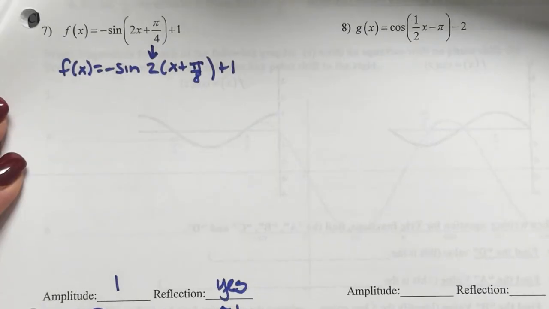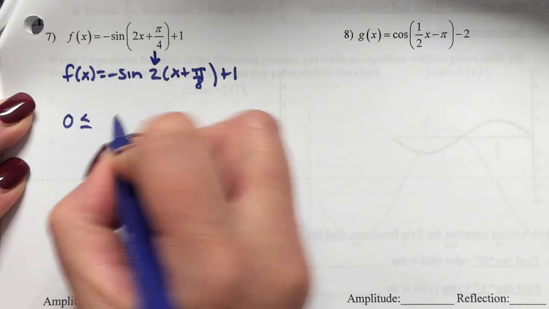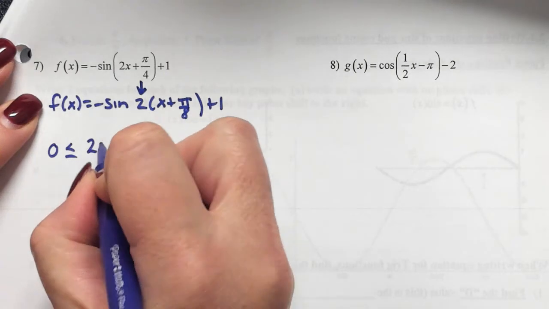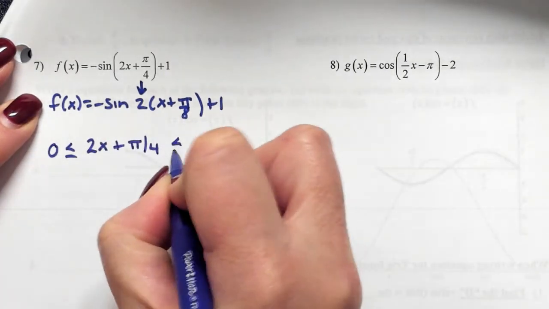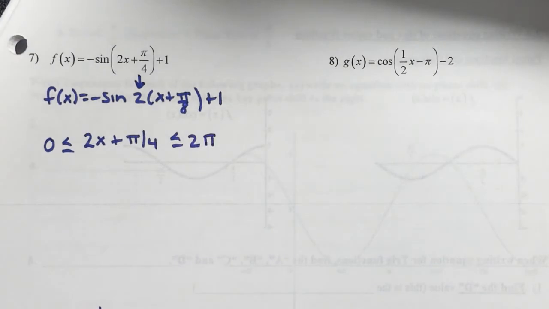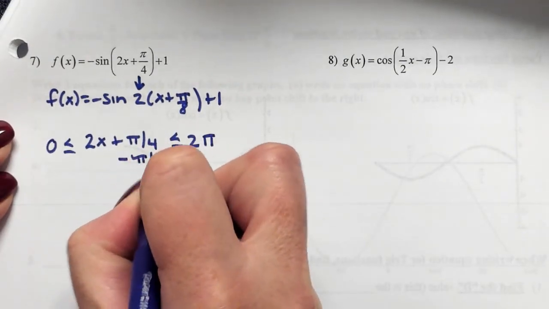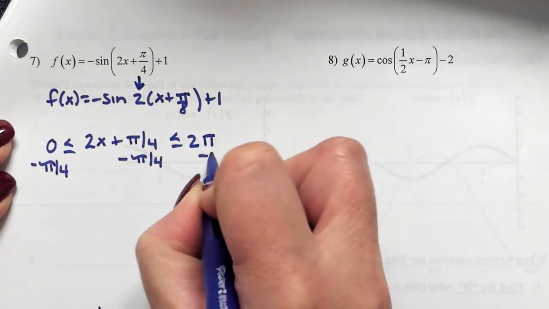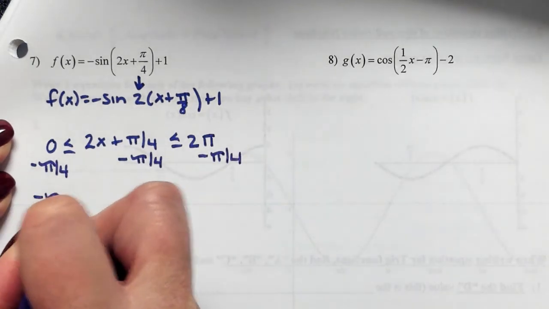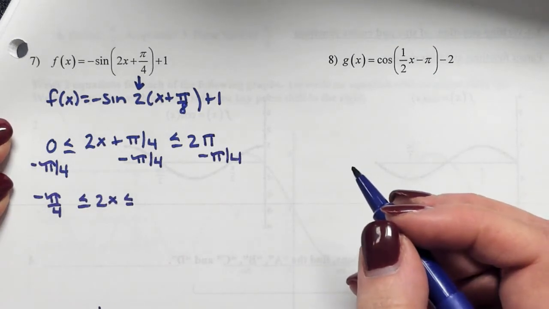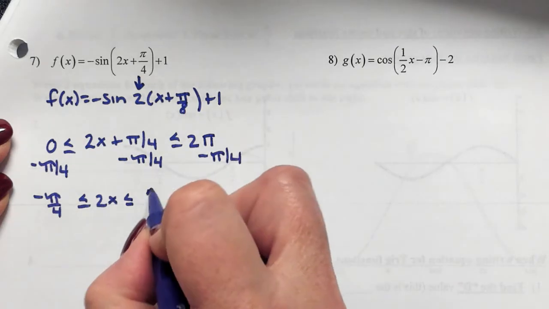So now we're going to set up the inequality, because in order to label my x-axis, I have to know where I'm going to start and where I'm going to end. Again, you can use the original or the one where the 2 is factored out. So I'm just going to use my original. And remember, it's always from 0 to 2 pi. That does not change, because that's your period of the parent function. What's the first step to solve this inequality? Minus pi over 4. So negative pi over 4 less than or equal to 2x less than or equal to... what is 2 pi minus pi over 4? 7 pi over 4.